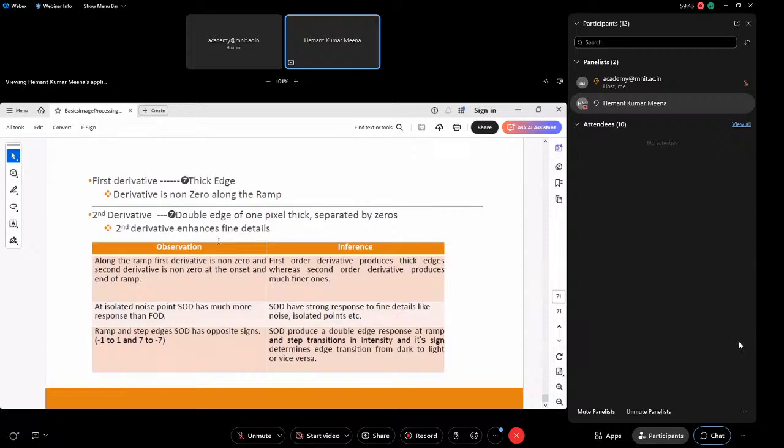And remember, sometimes your edge is in the form of a ramp. Sometimes it is a straight one at 90 degrees. So there you have to use different types of filters, because your edges may be in different shapes. For example, a triangular object has a ramp type of edge. A rectangular object has a step type of edge. So you use different filter combinations.